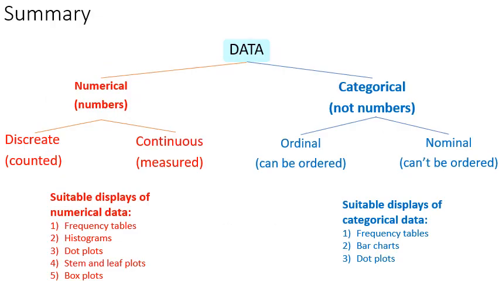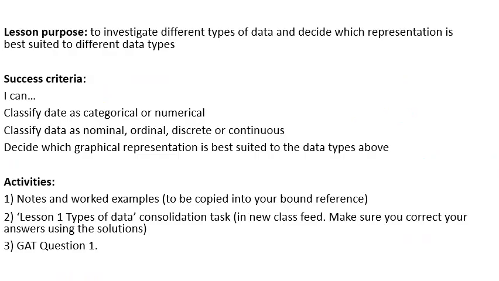So the table below summarizes what we've discussed thus far. You might like to pause the video now and write this down in your notebook. And this brings us to the end of our lesson. So you should have a good understanding of what is meant by categorical and numerical data, as well as what nominal, ordinal, discrete, and continuous data is. And you should also be familiar with some of the graphs that can be used to represent the different data sets.